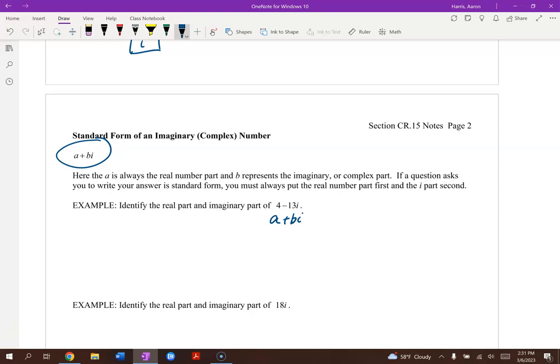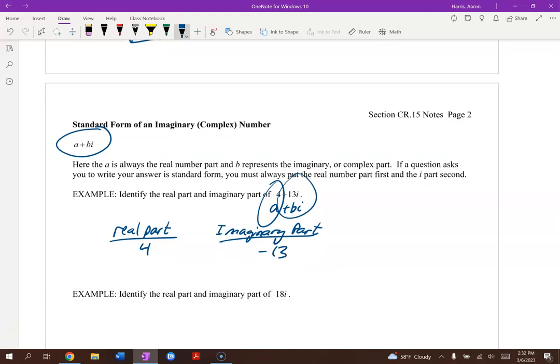A plus bi. So the real part's the 4. The real part is 4. The imaginary part is -13, the bi part, right? That -13 right there. So the imaginary part is -13.